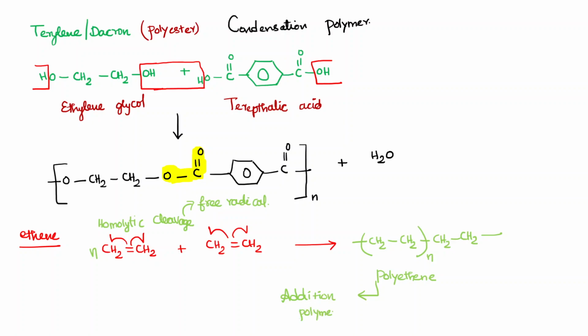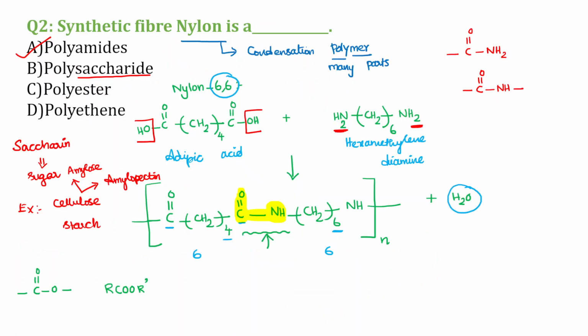So this is another question that may be raised. Polyethene comes under addition polymer, whereas terylene or dacron, which is a polyester, and nylon 6,6, which is a polyamide, all come under condensation polymers. And polysaccharides will have a glycosidic linkage, which you may learn again in higher courses.